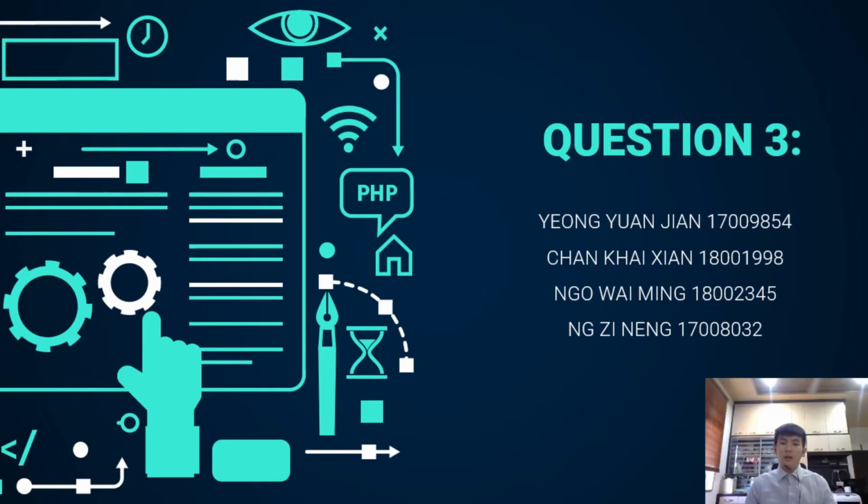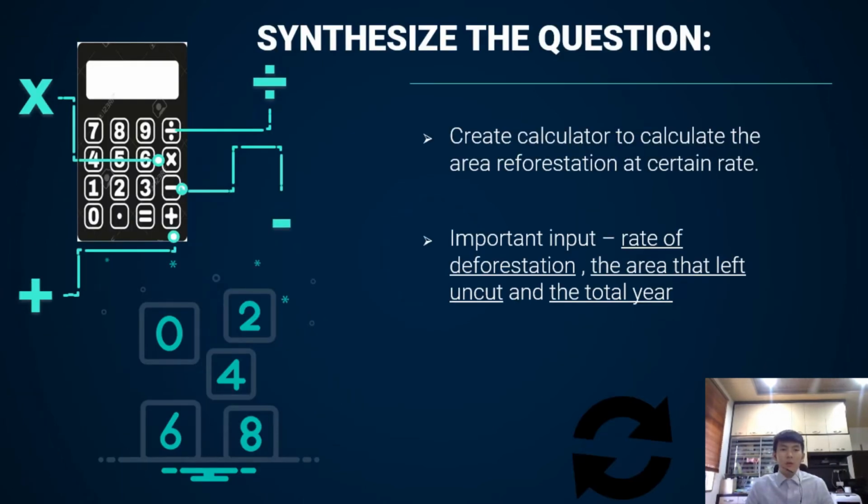Number 3. Hi, now we are in question 3. I'm Neng and I will be presenting this question. We can see from the question that it requires us to write a differential equation expression, which expresses the amount of timber standing and also the reforestation rate.